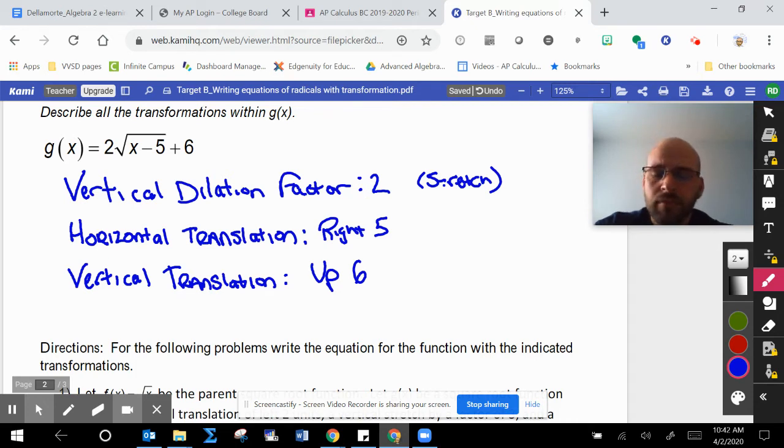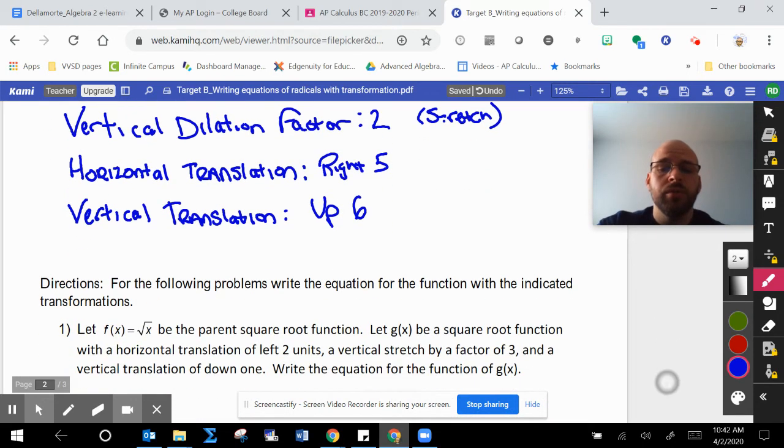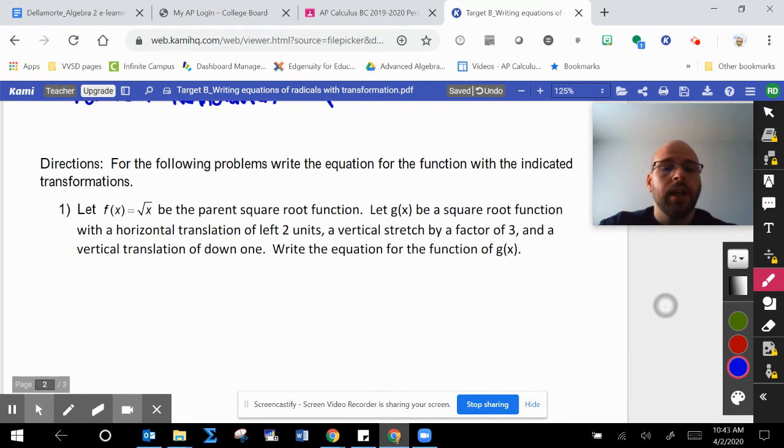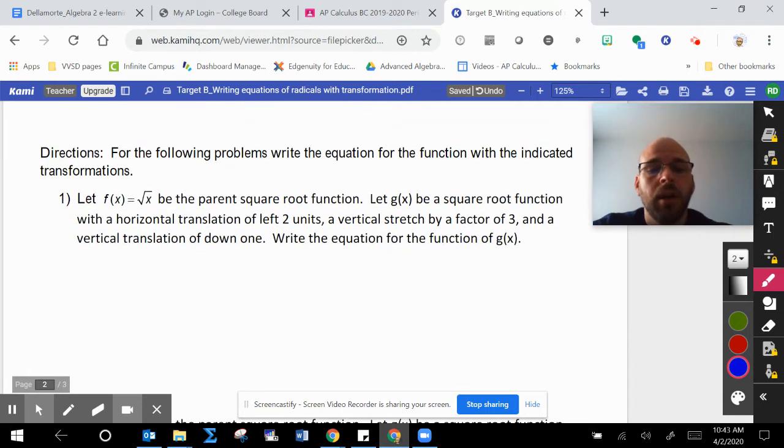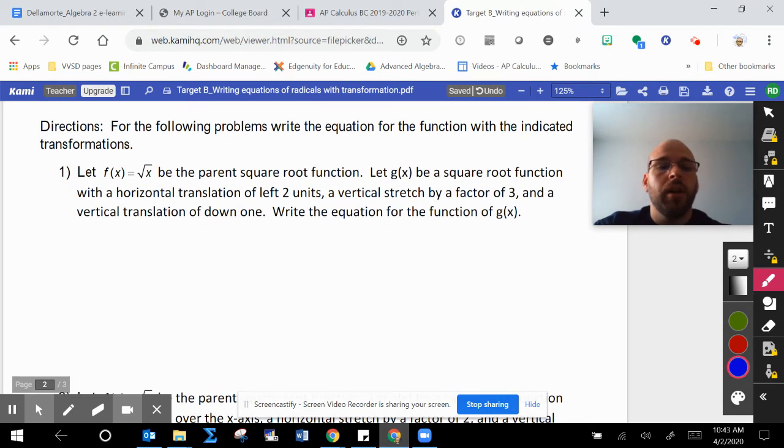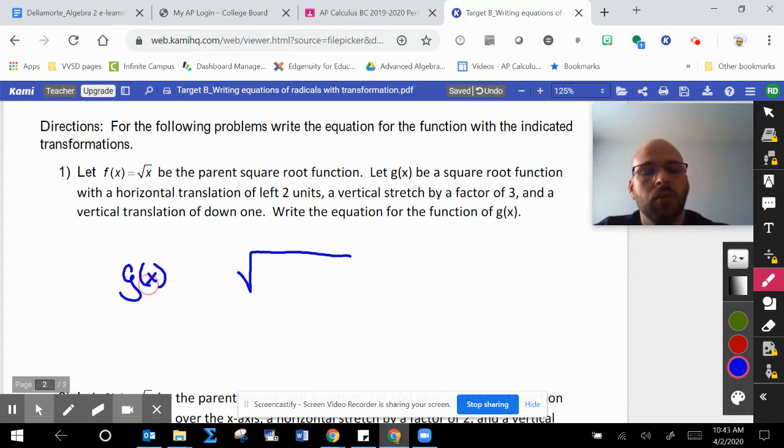So my previous video was just given the equation or the function and you identifying what the transformations are. The purpose of this video is to do it backwards. So instead, I'm now going to give you a problem. For instance, number 1, I start with the parent square root function, and I want you to apply the transformations that I've given you, and then write the equation of what that would look like. So I give you f of x as the square root function, and I want to write g of x with the given transformations.